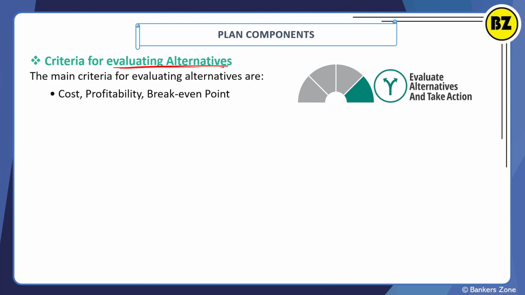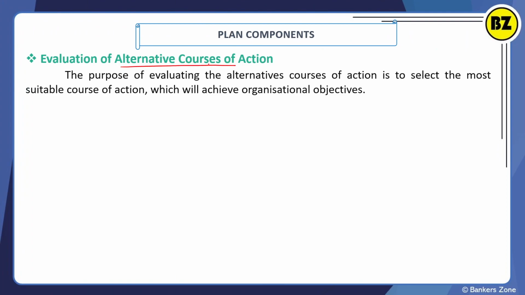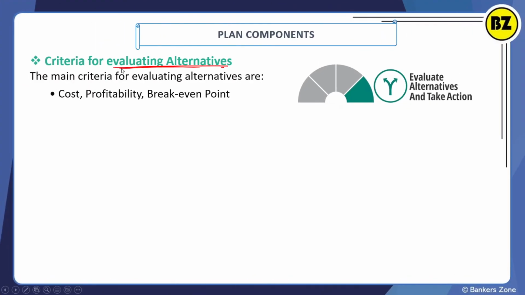So here we come to know that we should have some alternative courses of action. Now how to evaluate that alternative, right? So evaluation of the alternative. Now see, the main criteria for evaluating the alternative. What is the criteria for evaluating the alternative? Evaluating means you are judging it basically, right?